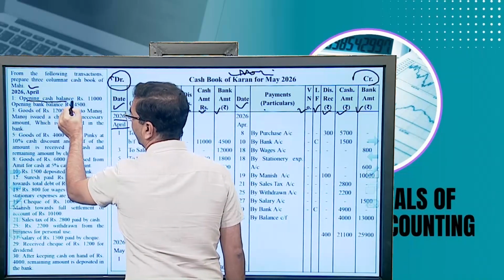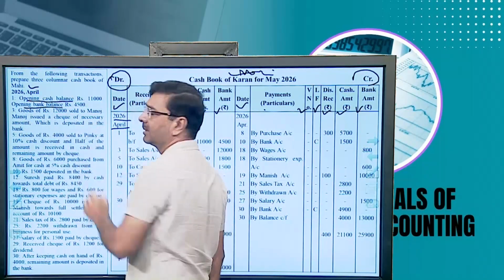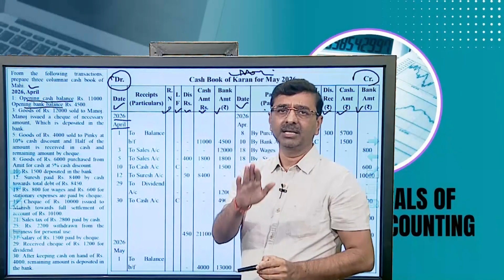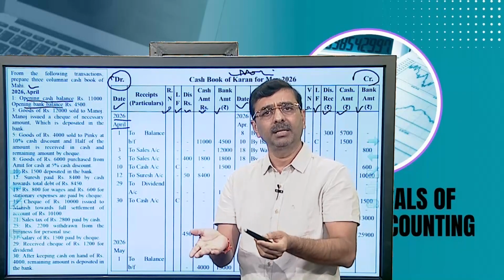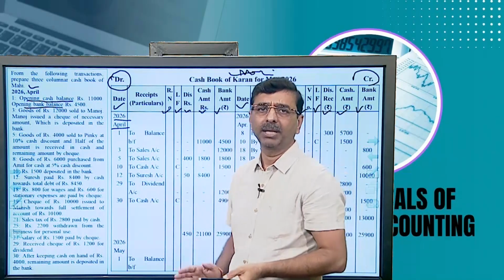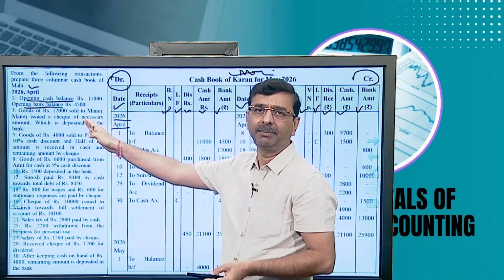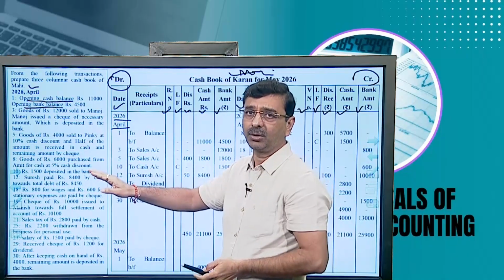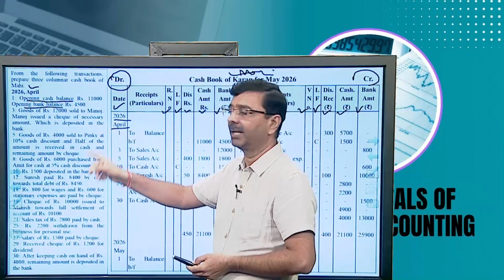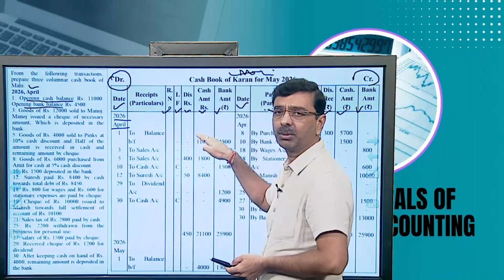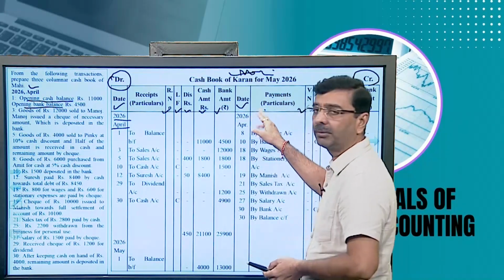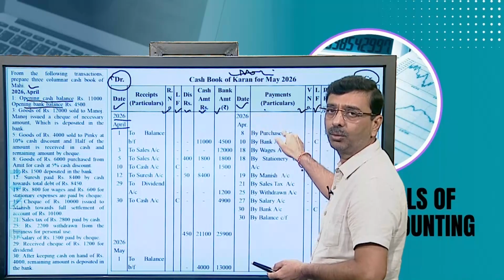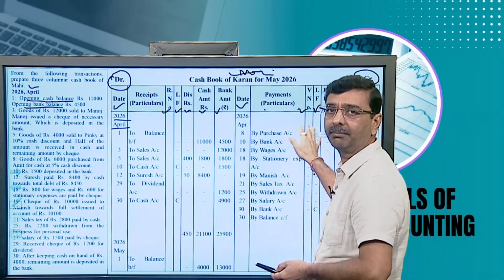First is the opening cash balance and opening bank balance. I told you very precisely, in case both balances, cash and bank, are there, they are considered your opening balances. Opening balance is always recorded on the debit side, the receipt side. But if there is a bank overdraft, then the opening cash balance will be written on the receipt side, the debit side, but the opening bank overdraft will be written on the credit side, as the first item.